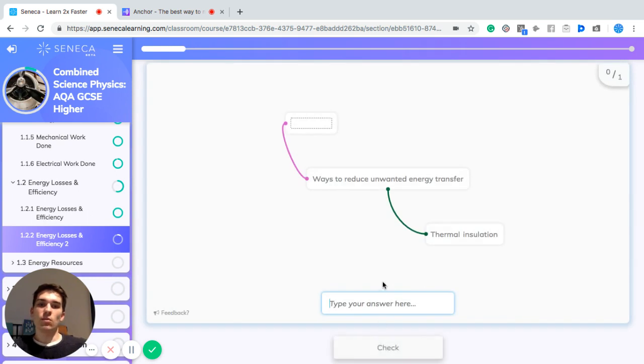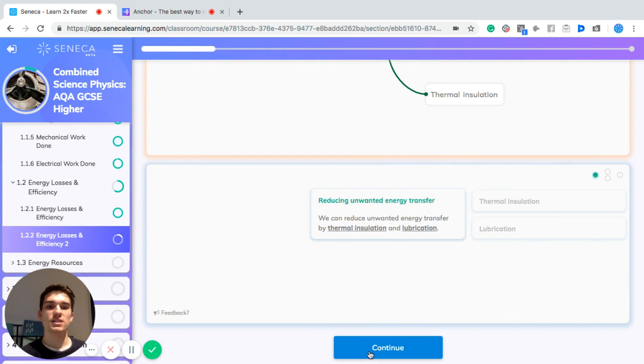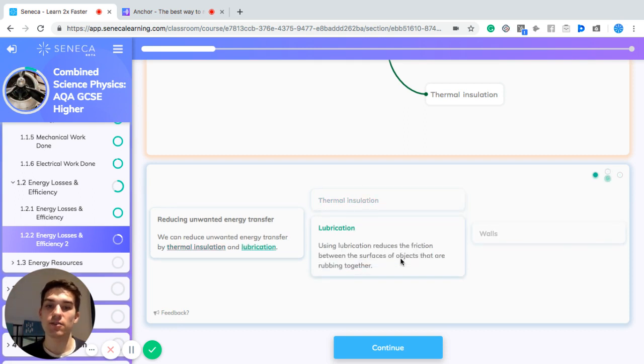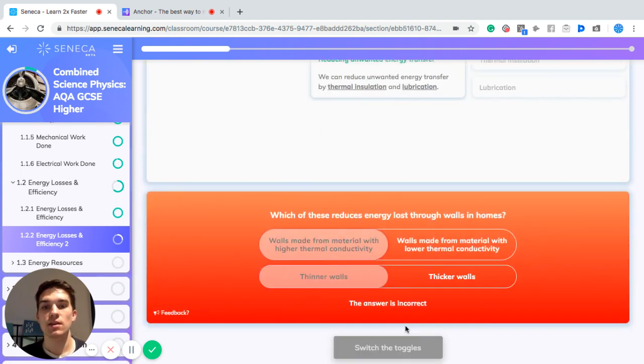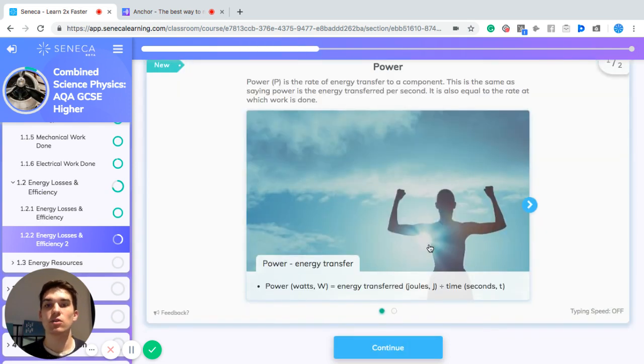So some ways to reduce unwanted energy, just to recap: thermal insulation and lubrication. And we can reduce unwanted energy transfer by those two methods. So thermal insulation, we can look at reducing heat loss through roof, windows, walls and floors. And lubrication reduces the friction between surfaces when two objects are rubbed together. So some ways to reduce energy lost through walls in the home. Well, firstly, you could have thicker walls, and secondly, you could have walls made from material with a lower thermal conductivity.